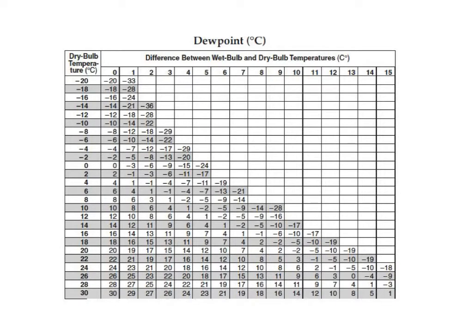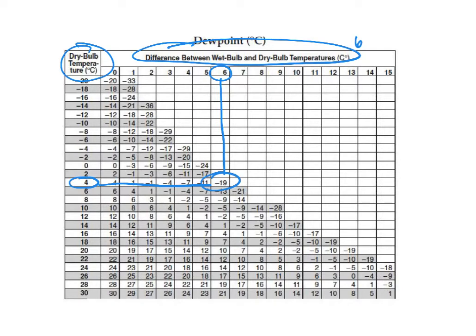Okay, so you should have gotten answer 1, -19 degrees Celsius. Remember, our dry bulb temperature was 4 degrees Celsius, which is right here. I have to follow that over until I get my difference. Remember when we subtracted 4 minus -2, it was 6. So I follow that down, follow the 4 over, and that's how I got -19.